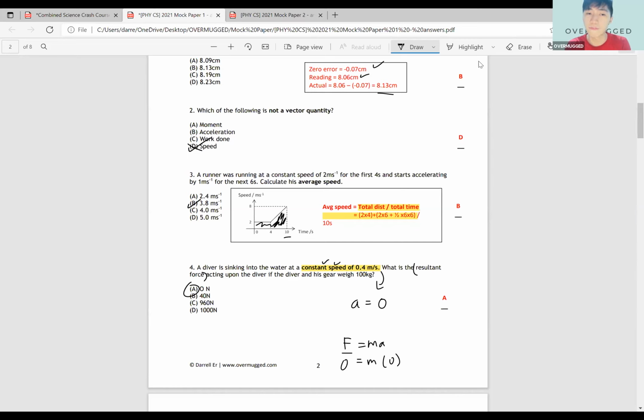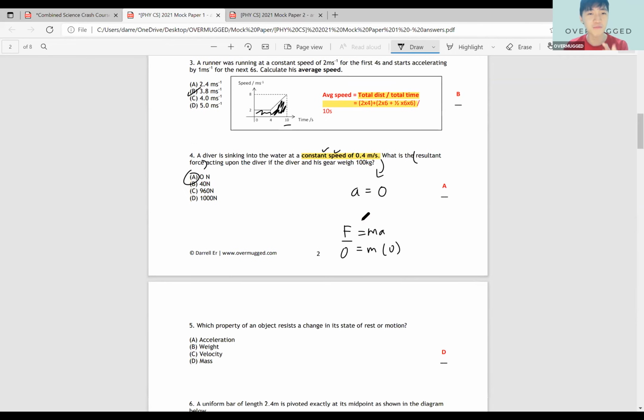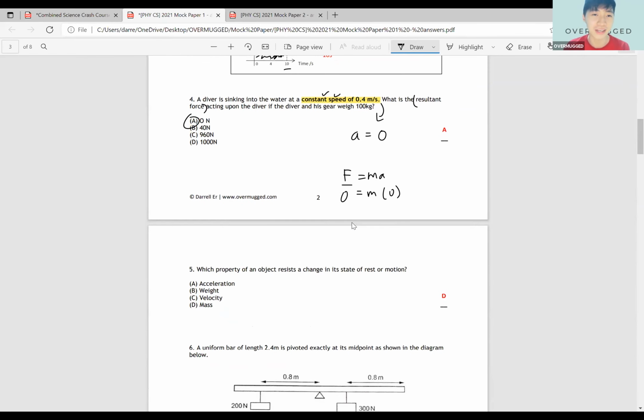This is a very common question at O levels, and a lot of students fall into this trap. So I want you to remind yourself not to make this mistake. Constant speed, no acceleration, no resultant force. Make sure you get this right. In the exam, if you see this, you can think of me. Then you'll be like, I remember Darren said this, and you won't make the mistake. It doesn't really matter what his weight is. He can wear gear, he can have three oxygen tanks, doesn't matter. Constant speed means zero resultant force.